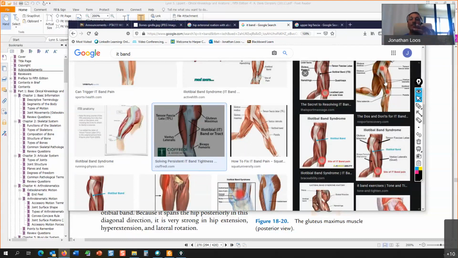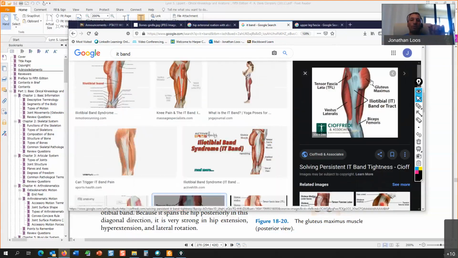It doesn't stretch, and it doesn't need to stretch. What ends up happening is that you have a motor control issue. You have a length tension relationship with the glute max and the TFL. If you truly are tight through the IT band, it's not because the IT band itself is tight. It's supposed to be tight. It's supposed to transfer loads from the lower extremity through the pelvic girdle. Where the issue's at, it's either in the glute or the TFL.